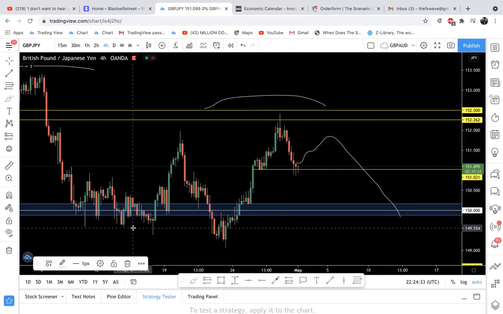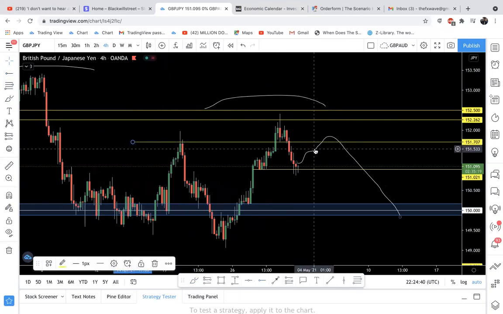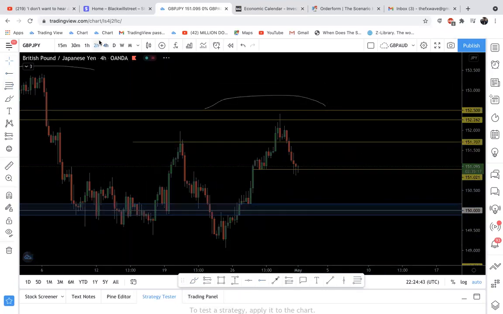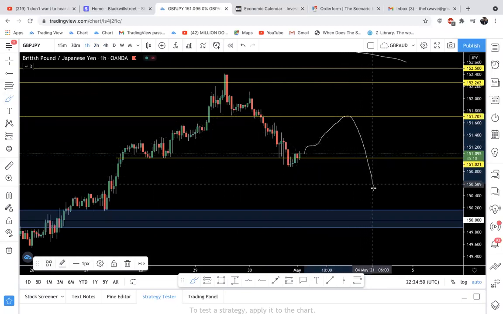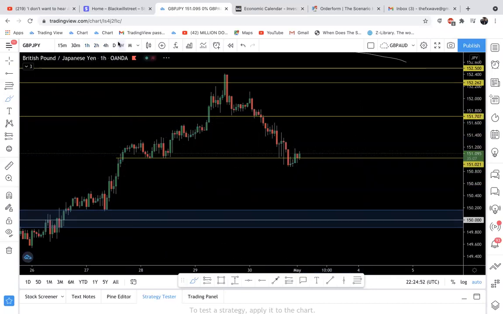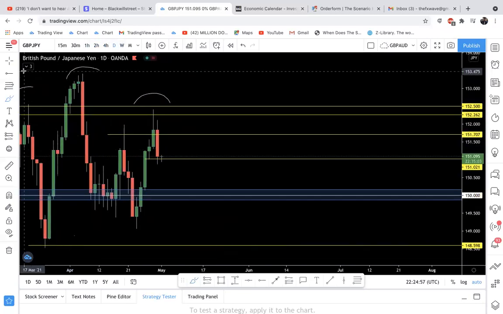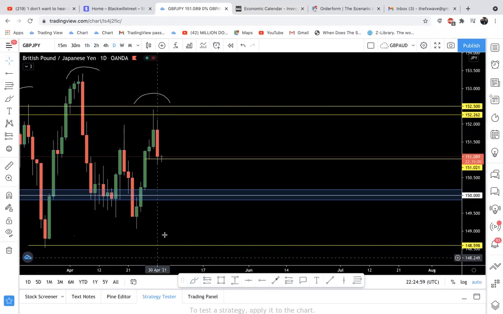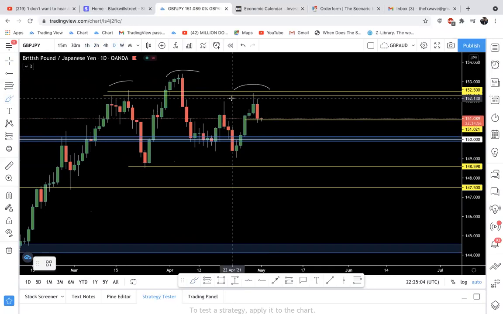All right, maybe a pullback somewhere around here, just looking at structure. So maybe somewhere around here, around 151.7, could be a potential area. Because if we look at this, it could be something like this. Price could pull back and just continue down. So we have to be on the lookout for that, because I expect price to hold below that bearish engulfing candle, or at least definitely below this wick high, below 152.5.